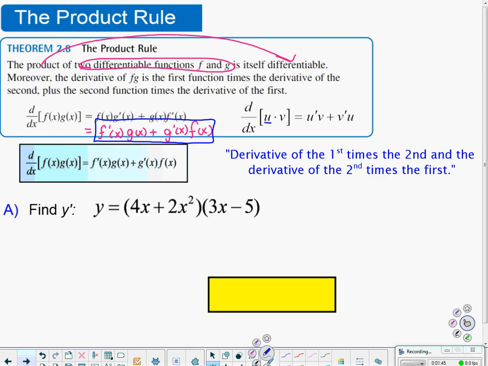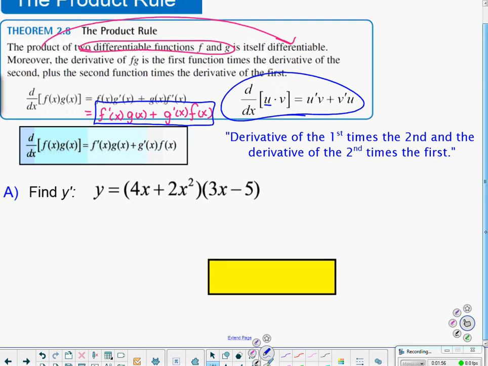If you like u and v, where u is the first function and v is the second function, then it's u prime v plus v prime u. Some people like to just use that as their way of remembering it. Alrighty, I guess I got it right there, the way I tend to do it.